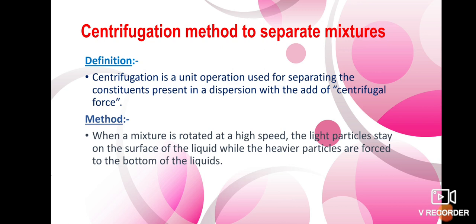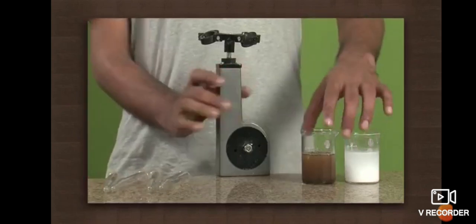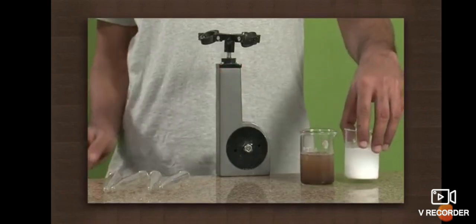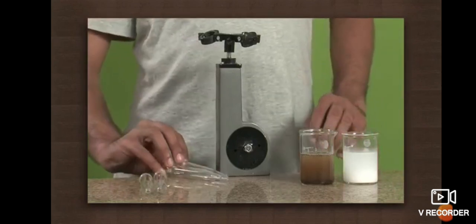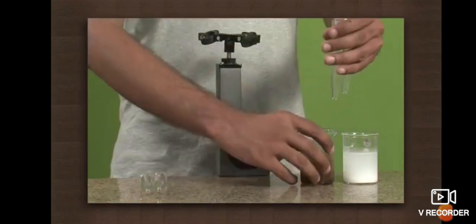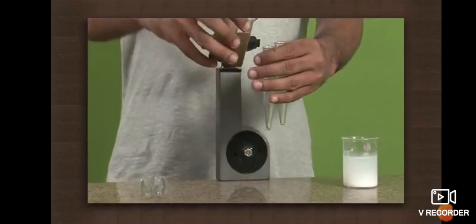Okay students, now let us watch the activity to understand better. Centrifuge. Let us conduct an experiment to see centrifugation. For this we need a handy centrifuge machine, muddy water, a mixture of calcium carbonate and water, and 4 centrifuge test tubes. Take the sample of muddy water and place the test tubes in the centrifuge machine.